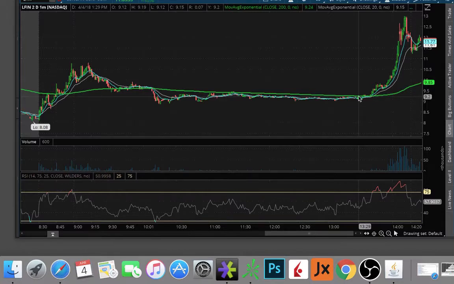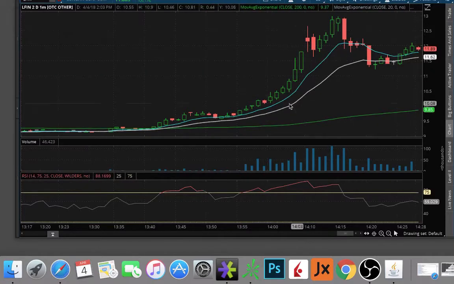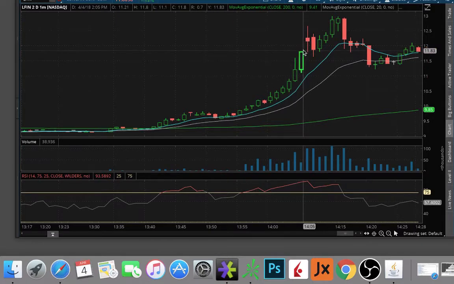that LFIN is getting halted. It's still going right now as we speak. It got halted twice. One at 11.90, so right here, and then it got halted again. No. It got halted at 11.22. So I got halted at 11.22 and then 11.90. I didn't even see it till after the second halt.